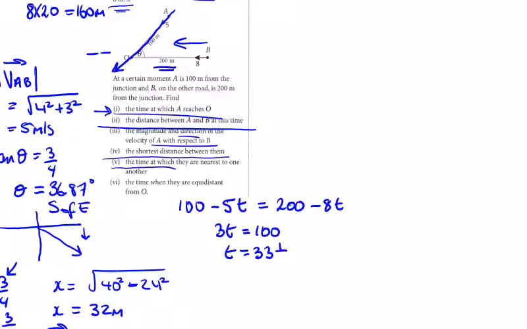So we look at when they're going to be equidistant from O. A is traveling towards O from 100, and every second it's going to be 5 closer, so minus 5t. B is traveling towards O, it's 200 away, and every second it's going to be 8 closer, so minus 8t. That should solve for us: 8t minus 5t is 3t, equal to 100. So after 33 and a third seconds, they are going to be equidistant from O, which is the last part of this question.